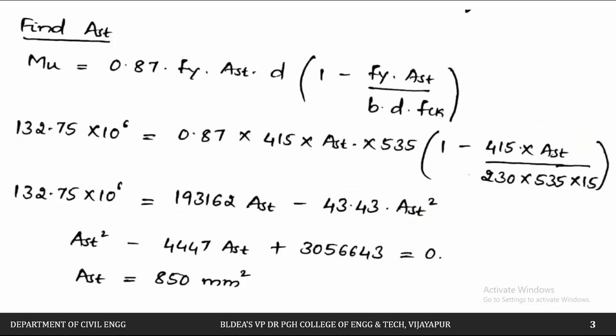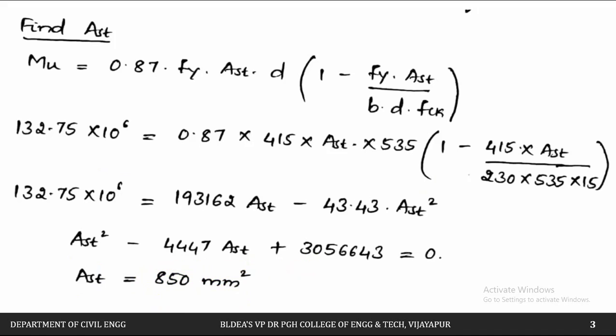It is of the form a x square plus b x plus c. You can simplify this equation and calculate the value of Ast. This you can directly solve on a calculator and you will get the answer. That is, Ast required will be 850 mm square. This much area of steel is required.